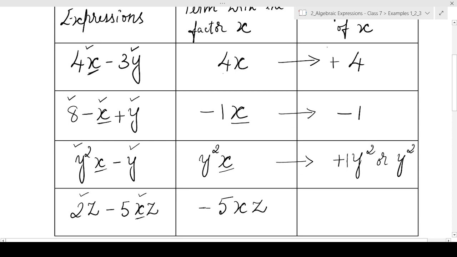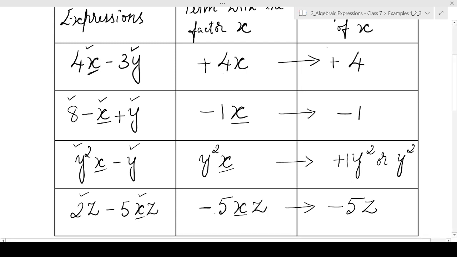Students, please note, you are not supposed to forget the sign. Sign has to be written. Okay. In the first case, it is plus. Now, out of this term which has the factor x, what is its coefficient? So leave x and then write all other letters or numbers which accompany x. So it is minus 5z. So this is the coefficient of x.